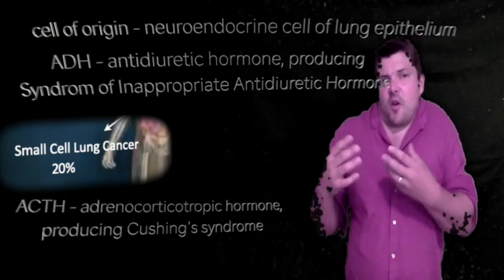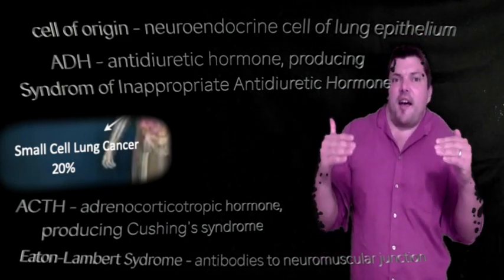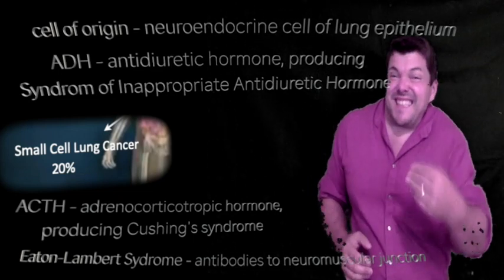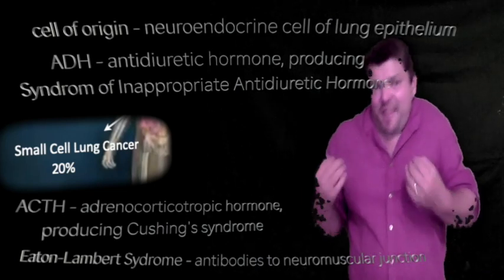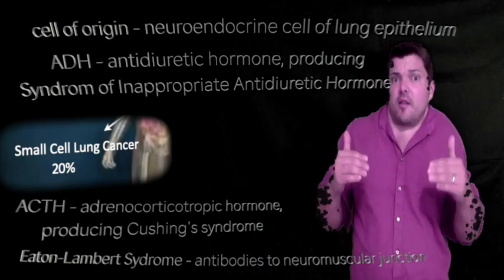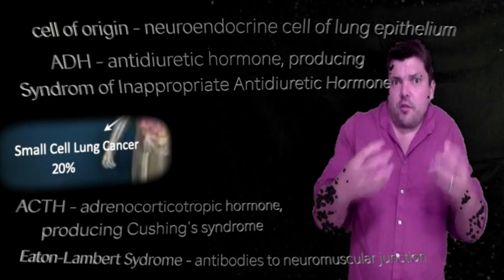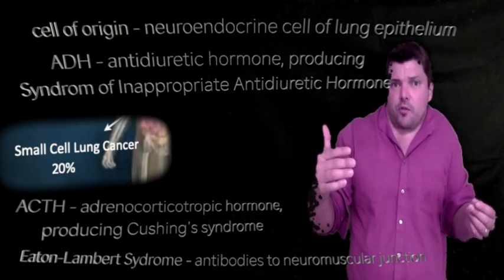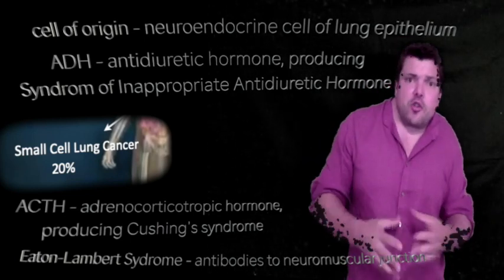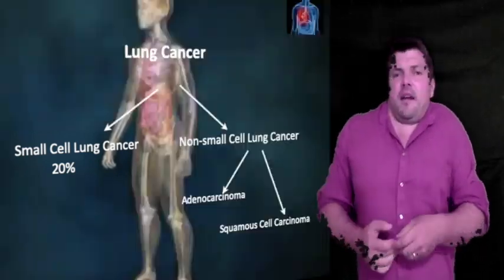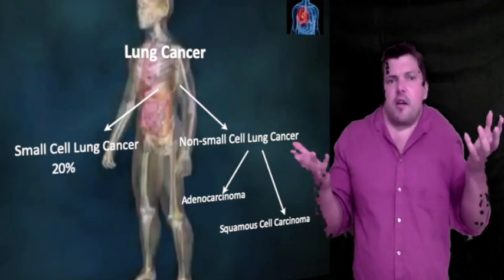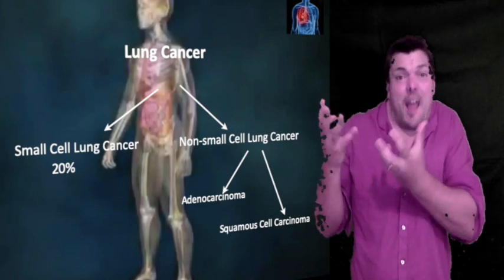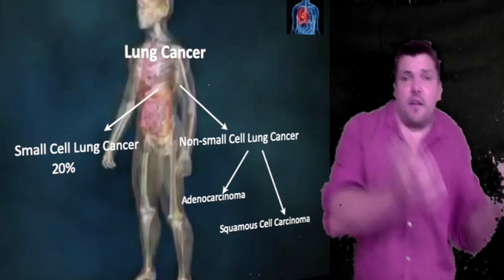ACTH. There's also an even less common manifestation of small cell lung cancer called Eaton-Lambert syndrome. And that's a situation whereby the small cell lung cancer generates through the body antibodies to the calcium channel receptors within the neuromuscular junction. Eaton-Lambert syndrome. Now, adenocarcinoma and squamous cell carcinoma are different cells within the epithelial lining of the lungs. And therefore, technically, they are different cancers and they are treated differently.